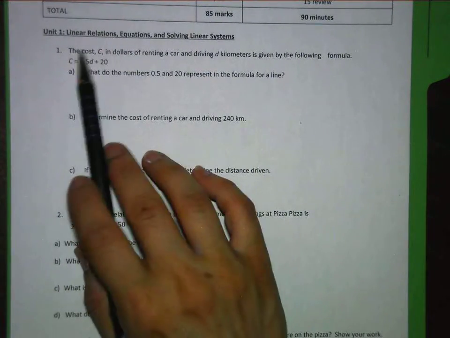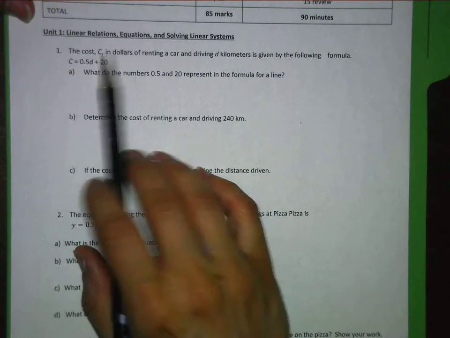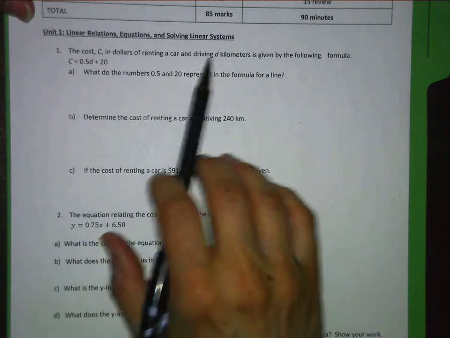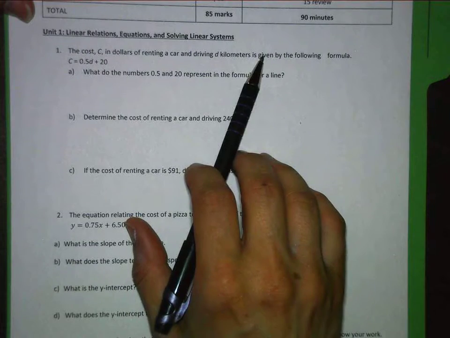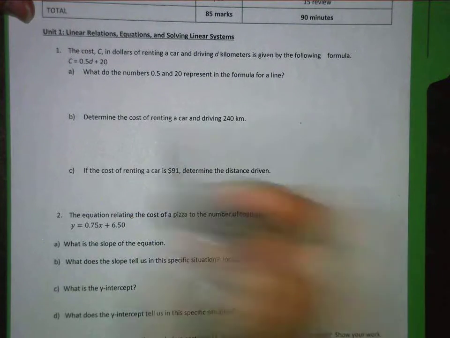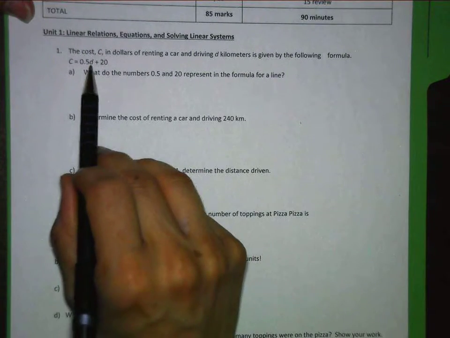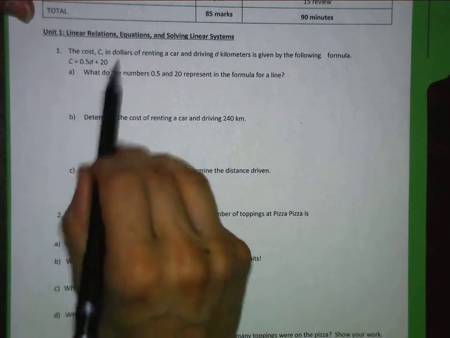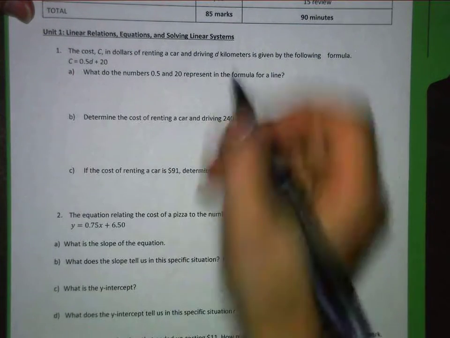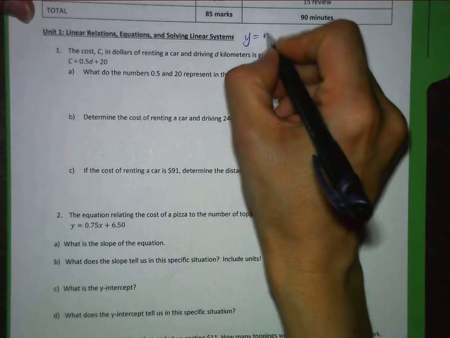So, first question. The cost C in dollars of renting a car and driving D kilometers is given by the following formula. C equals 0.5 D plus 20. Now, I realize this is a line. I'm going to remind myself that y equals mx plus b.